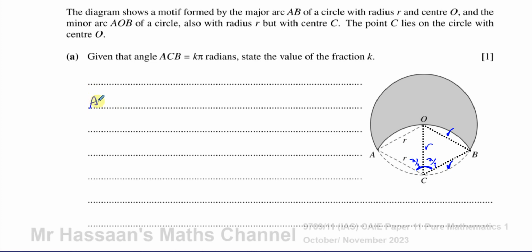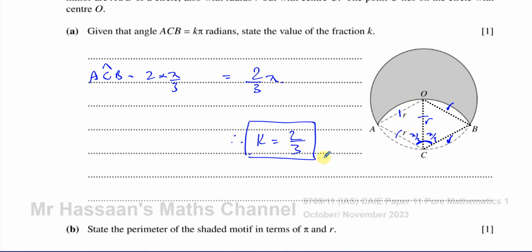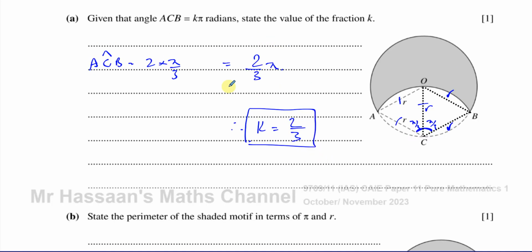So you can say the angle ACB is equal to 2 times pi over 3, which is 2 over 3 pi. So therefore K is equal to 2/3, because it's equilateral triangles. That's the answer to part A. It says state the value of fraction K, so I don't have to even show any steps here, but that's the reason why. That's pi over 3, that's pi over 3, they're identical, so K must be 2/3. 60 degrees plus 60 degrees. Remember, we're doing radians here, and pi over 3 radians is equivalent to 60 degrees.